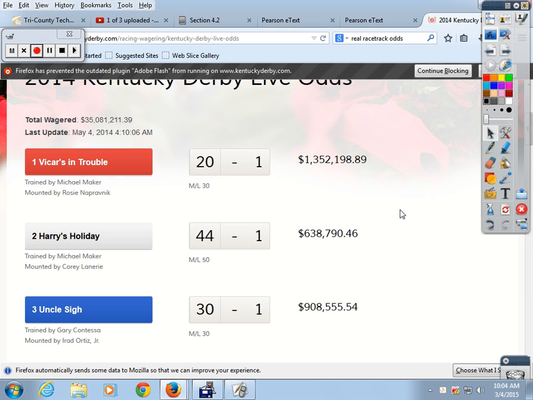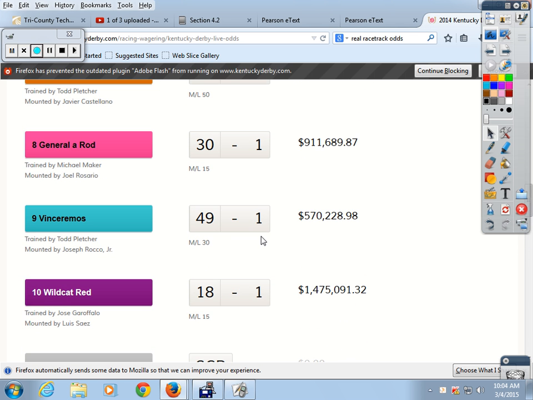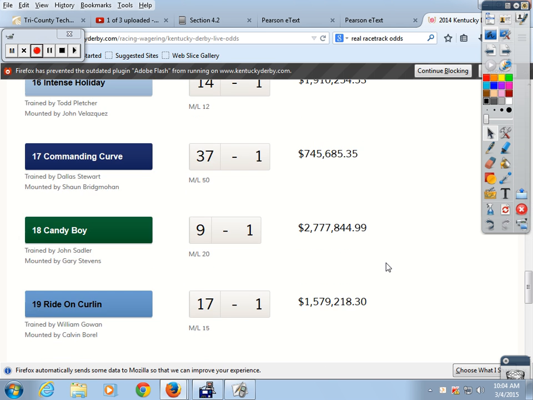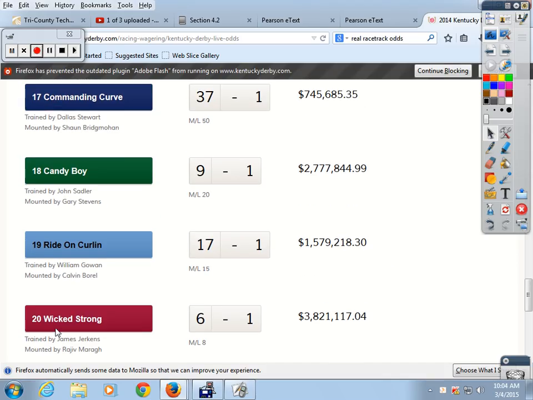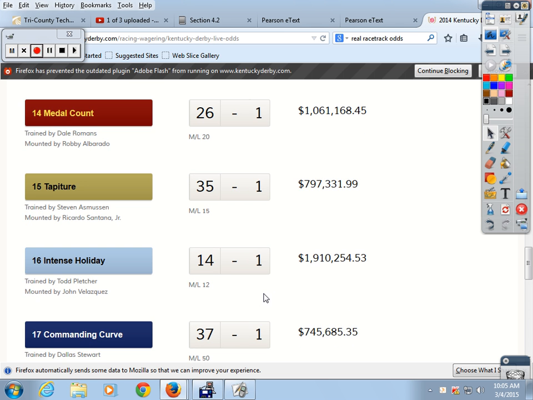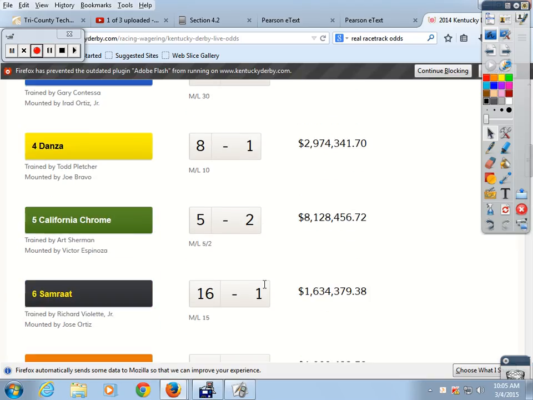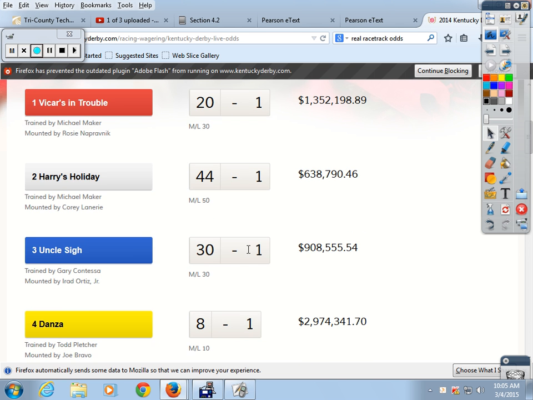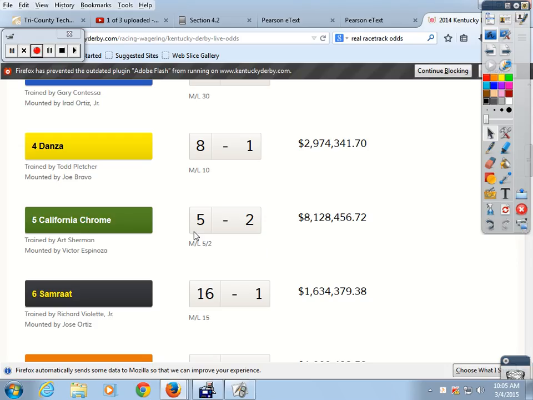Now look at the odds for the other horses. There's 49 to 1. That's the You Suck more. Which one you think's gonna win? There's a 6 to 1. Wicked Strong. Is there better than 6 to 1? Where? Okay, 5 to 2. So 5 to 2 is about what? 2 to 1. If you were to divide it, about 2.5 to 1.